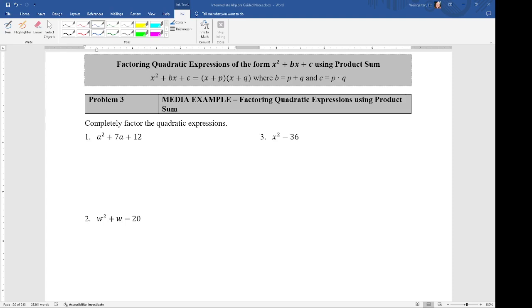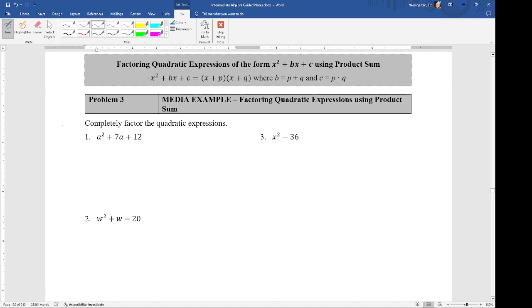In problem 3, we're going to start factoring trinomials. Tri meaning 3, there are 3 terms. Now for these ones, there's not going to be a common factor, so what we're going to use is something called product sum.